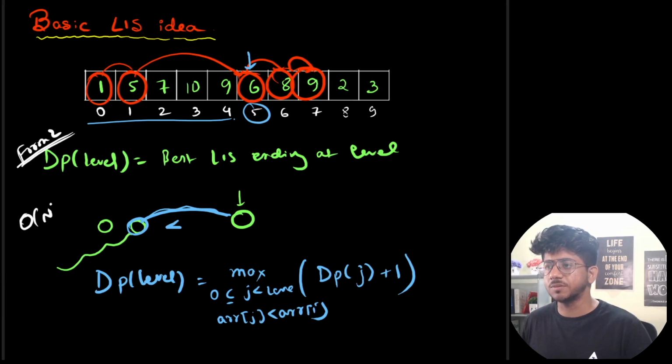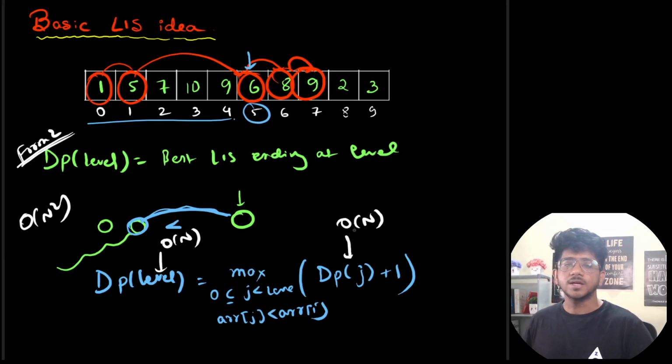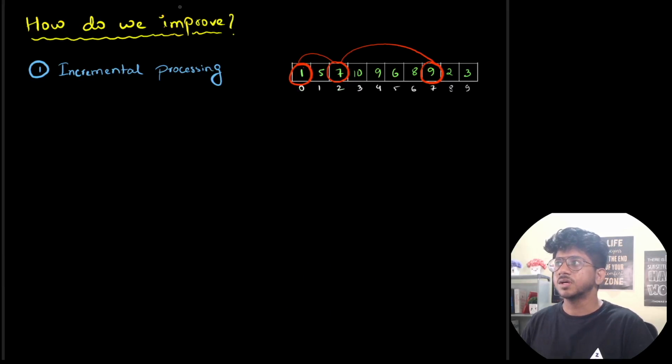This is O(n square) because the state is O(n) and the transition is going to be O(n) as well. Now what we're going to deal with is how do we optimize this even further. So how do we improve on this? The first thing that we need to think about is, what is the way to generate the subsequences? Is there any other way in which we can generate the subsequence, or how do we optimize this?